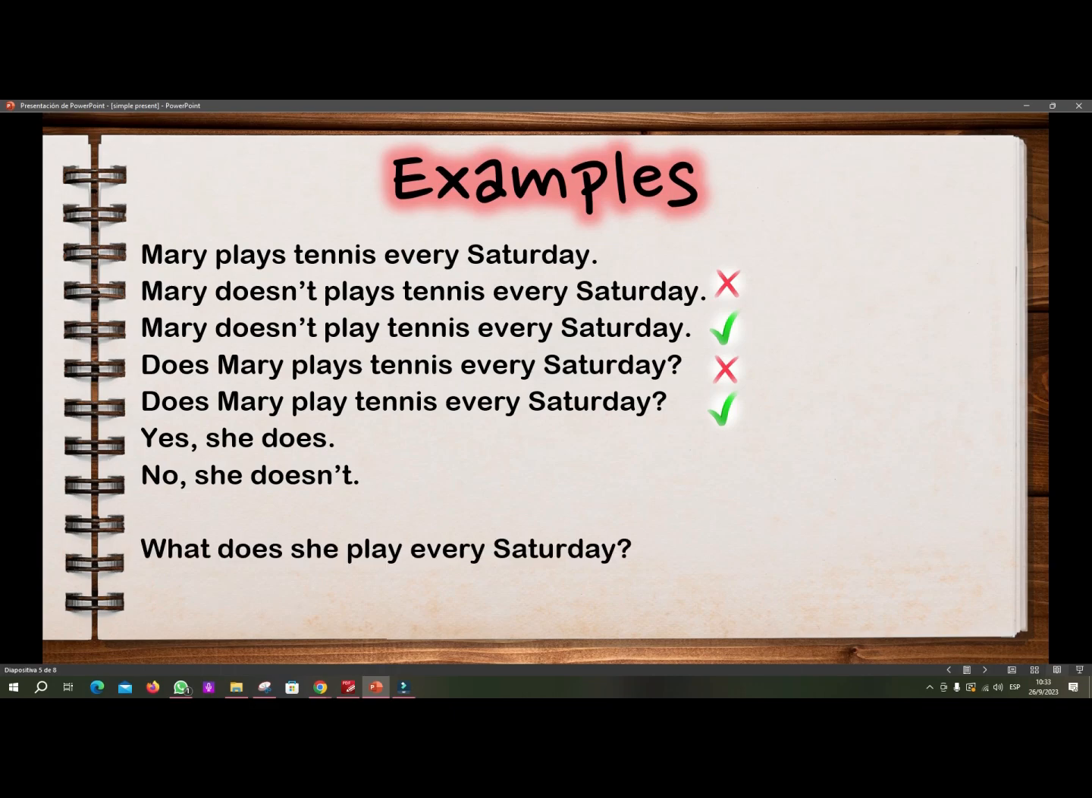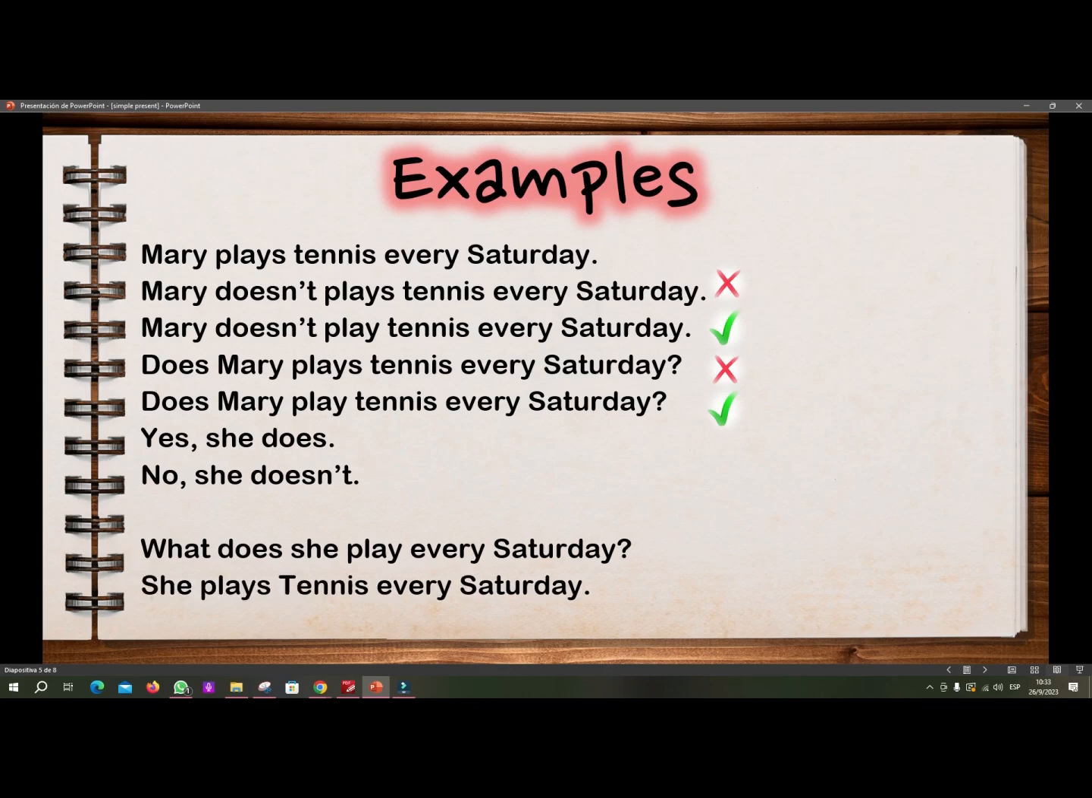Also, we can have, what does she play every Saturday? ¿Se acuerdan que podíamos utilizar también preguntas de WH word? En este caso tenemos what, el auxiliar, sujeto, verbo en su forma base, porque estamos ya utilizando el auxiliar does, complemento y signo de interrogación.